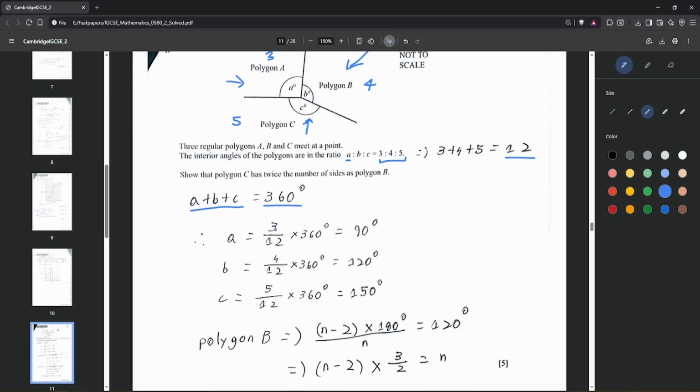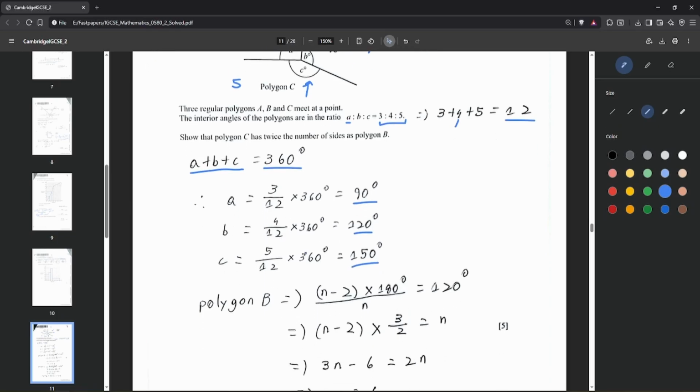Then A is equal to 3 by 12 into 360, we get the value of 90. Then B is equal to 4 by 12, which is the ratio of B, into 360, which is 120. C is equal to 5 by 12 into 360, which is 150. Alright, now we will work with B and C.